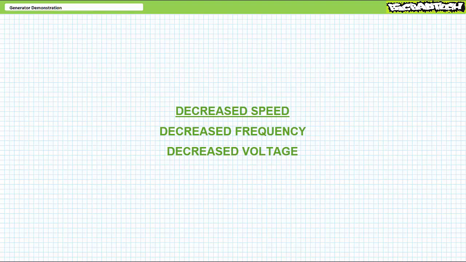Now keep in mind this induction-related voltage decrease is on top of the load-induced voltage decrease we discussed in part 1. This means every time the generator experiences an increase in real power demand, not only will frequency and voltage decrease because the prime mover slows down, voltage will decrease again because of load-induced effects. Let's see if this is the case.